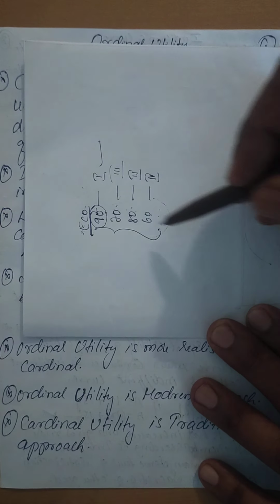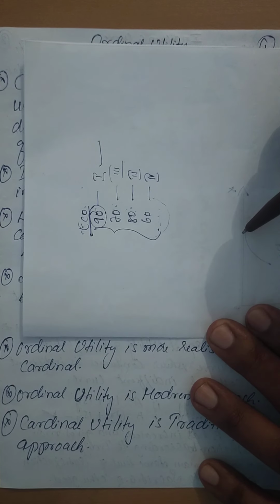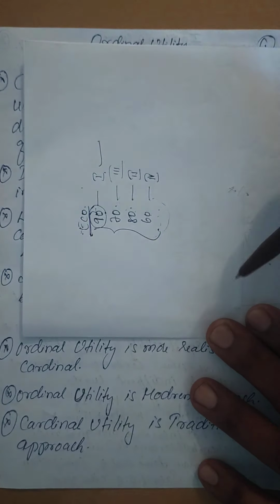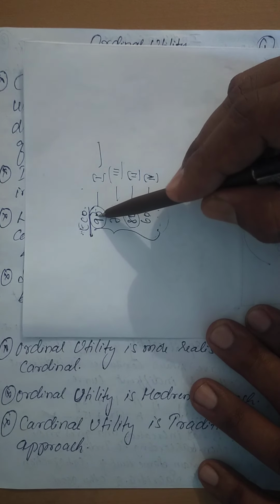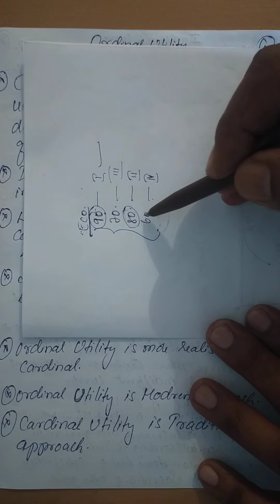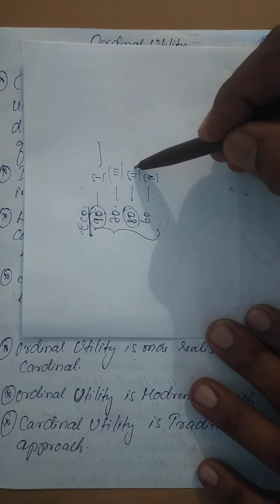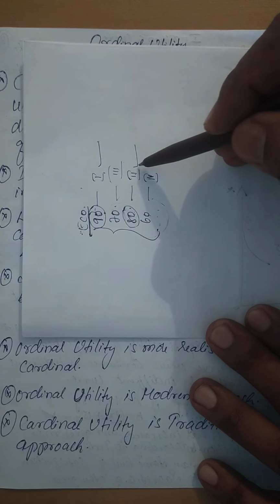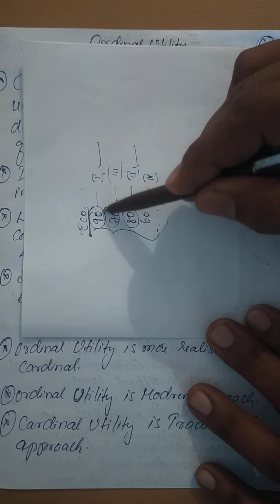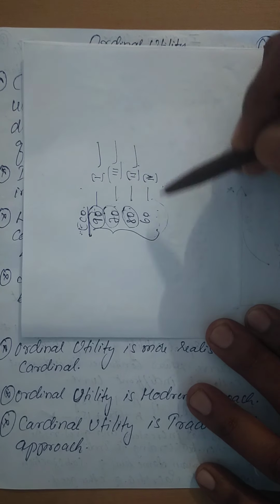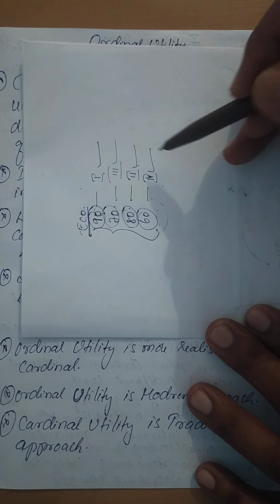Now coming to the second highest, which is giving more satisfaction compared to the others, which is 80, isn't it? It is lesser than 90 and greater than 70 and 60. So we rank it as second. Second satisfaction level, and 70 is the third satisfaction level, and 60 is the fourth satisfaction level.